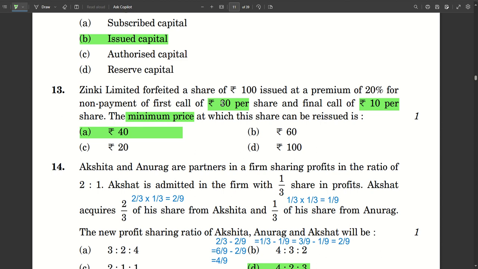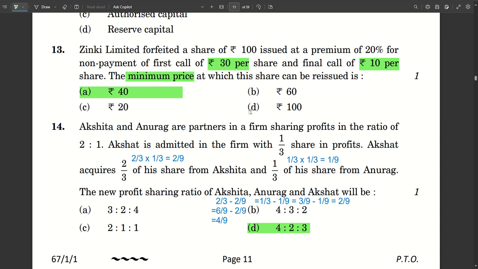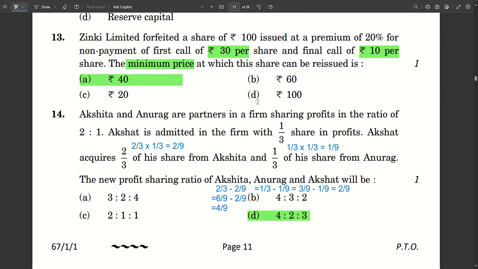Or look at it the other way: 40 is not paid, that means rupees 60 has been received, so rupees 60 has been forfeited. That becomes the maximum discount you can give. So out of 100, if you can give a maximum discount of rupees 60, that means 40 rupees is the minimum price at which the share can be reissued. So these are two ways of looking at it. If your concepts are clear, you would be able to do it flawlessly.